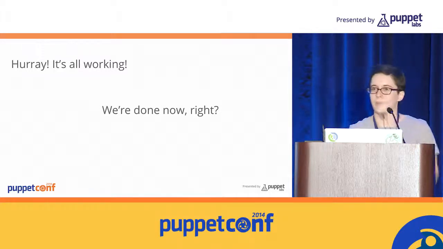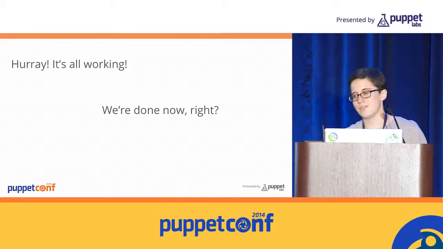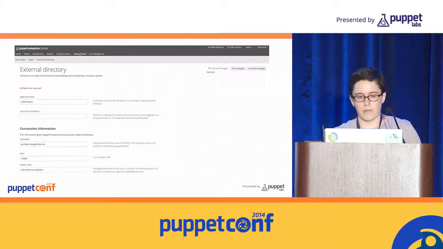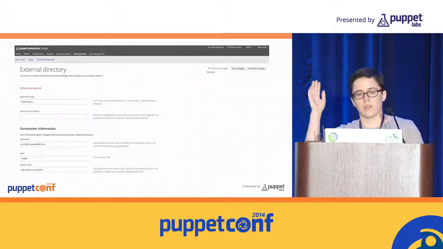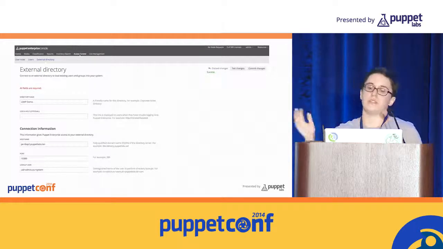My point for setting up a directory server was being able to show you some of the new cool stuff that we've been working on around finer-grained access control in the console, and also being able to connect a directory server. So if I go to the access control tab, I can see this external directory page, and I have a bunch of options to fill in.